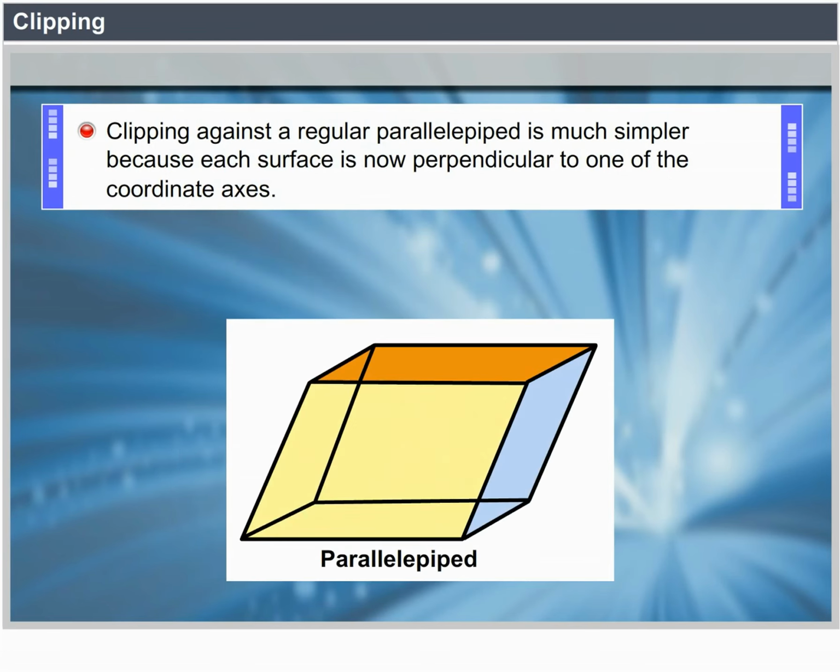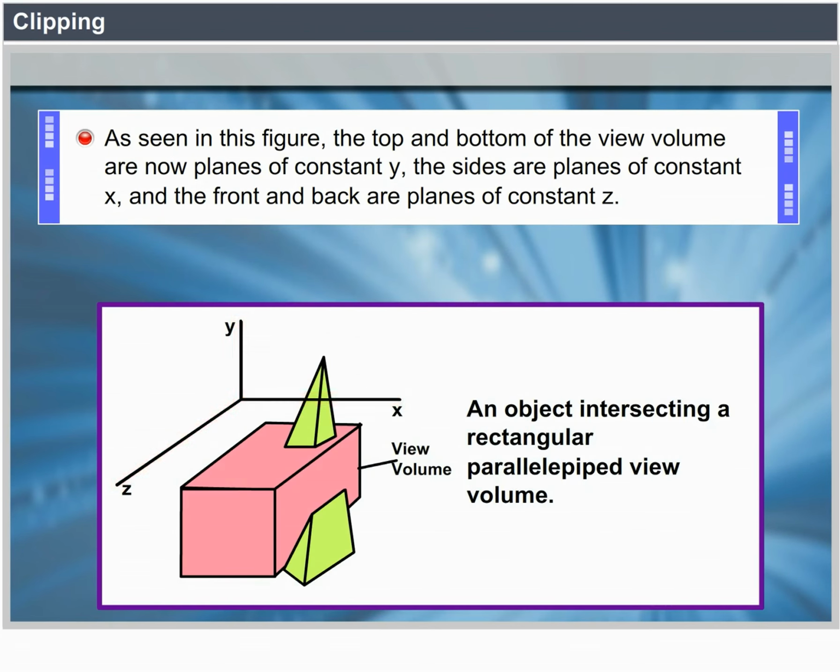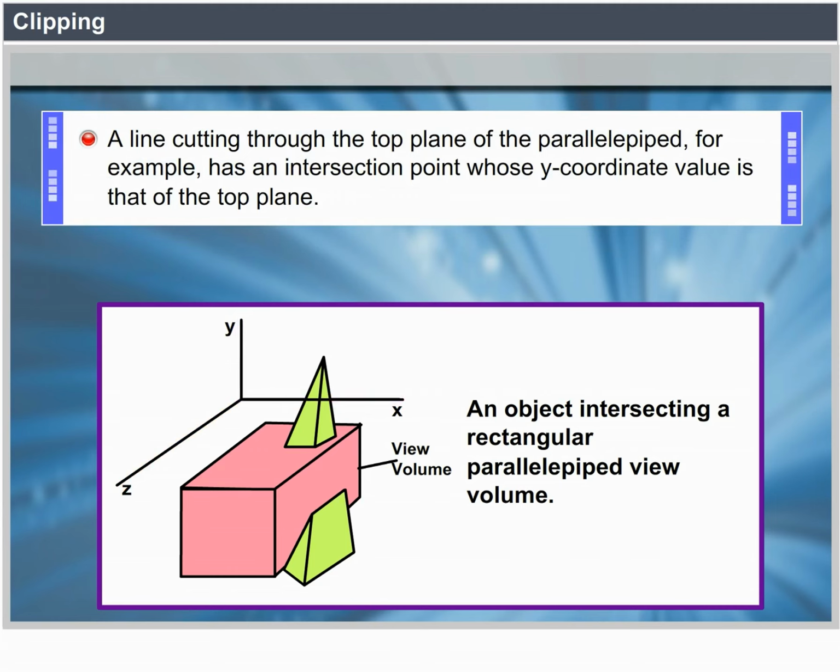Clipping against a regular parallelepiped is much simpler because each surface is now perpendicular to one of the coordinate axes. As seen in this figure, the top and bottom of the view volume are now planes of constant y, the sides are planes of constant x, and the front and back are planes of constant z. The figure shows an object intersecting a rectangular parallelepiped view volume. A line cutting through the top plane of the parallelepiped, for example, has an intersection point whose y-coordinate value is that of the top plane.